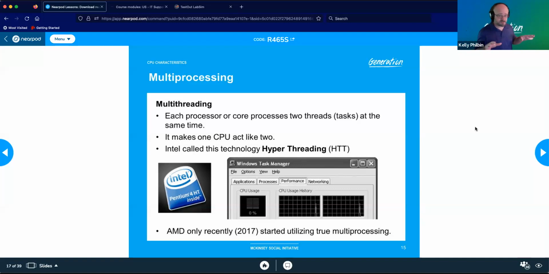Does this make sense? So multi-core means the number of CPUs on the processor. Then multi-threading, multi-processing, or hyper-threading. Those are three different words, you know, because they had to be copyrighted. So Intel's is called hyper-threading. AMD's is called multi-threading, but these are both versions of multi-processing.